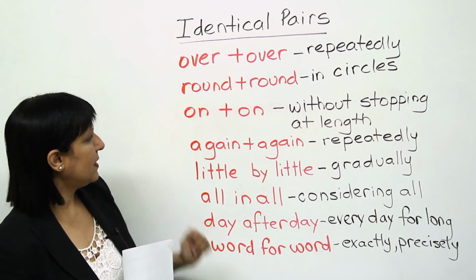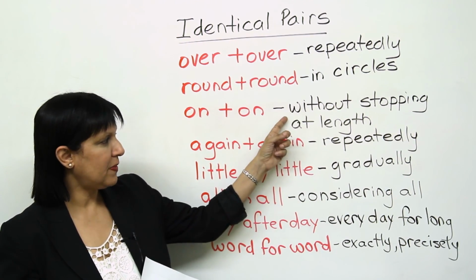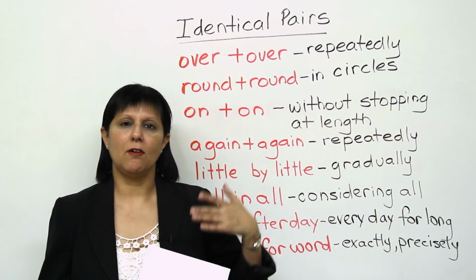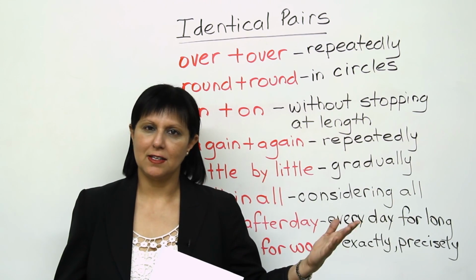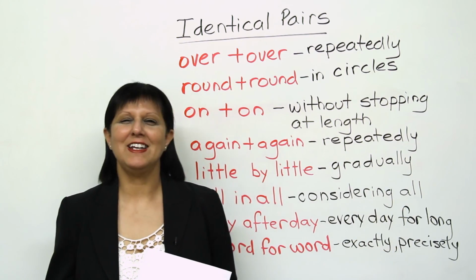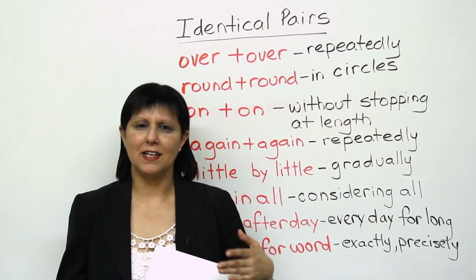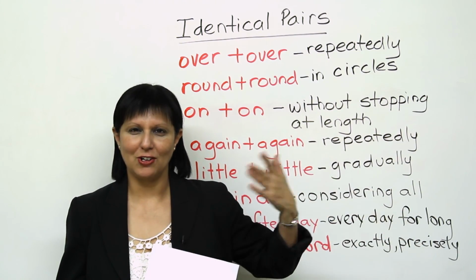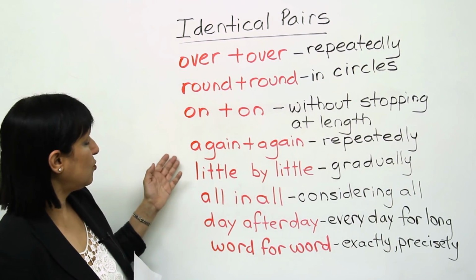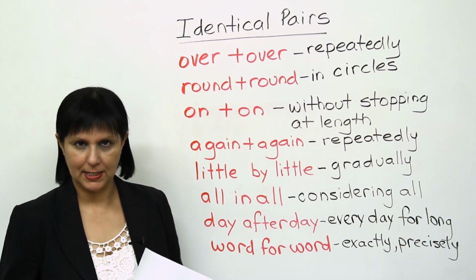Okay? Next one. He went on and on. Now, on and on means without stopping. It means talking at length. The professor went on and on lecturing us about the benefits of finishing our education. All right? So when we say that somebody went on and on, we are kind of saying that he talked too long or she talked too long. It went on for a long time. Okay? Next one we had already mentioned. Again and again, it means repeatedly.